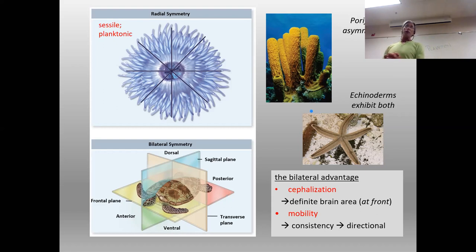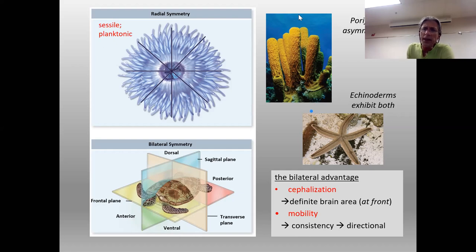Now, don't confuse that with sponges, because some sponges, like vase sponges, like this pretty one here in the yellow, look like they have radial symmetry, but we say sponges in general are asymmetrical, because in many cases they just look like blobs. They just grow this way, not because of any particular symmetry, just because of evolution. So the sponges are asymmetrical.